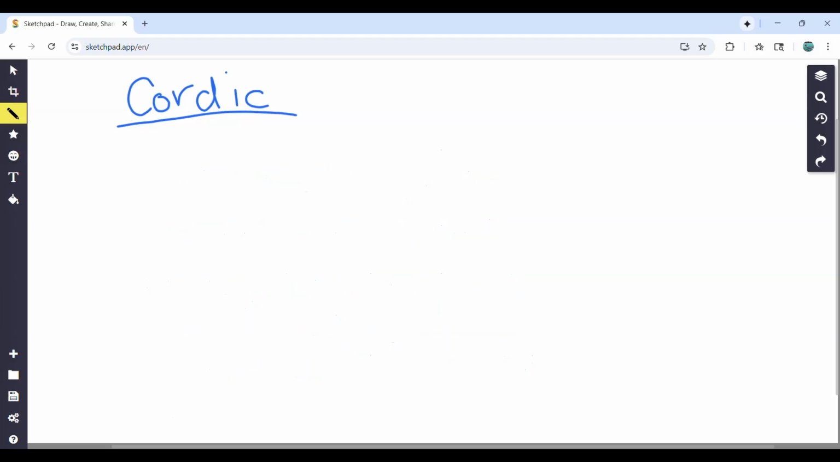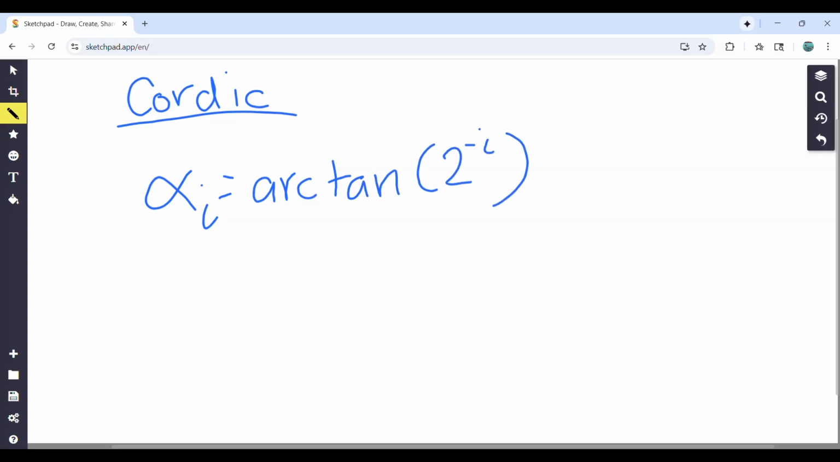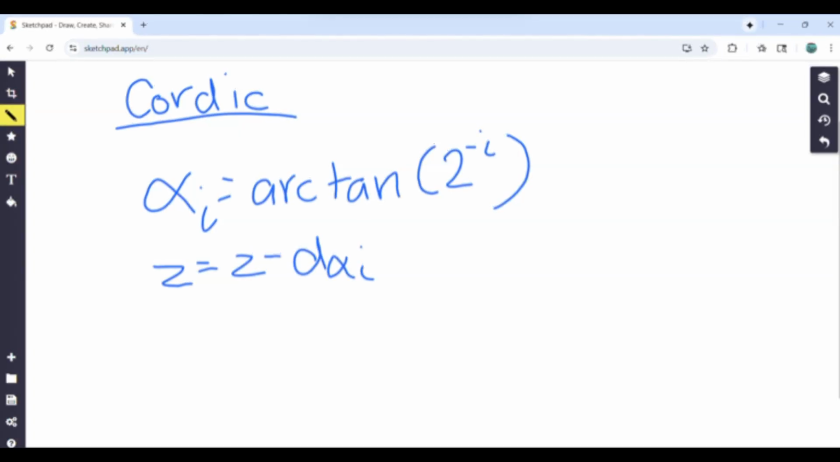Now, how do we know what angle we rotated each step? We use pre-computed arctan values. Alpha i equals arctan 2 to the negative i. We store all these alpha i values in an array. For example, arctan 1, arctan 1/2, arctan 1/4, arctan 1/8, etc. On each step, we rotate by alpha i or negative alpha i, depending on the sign of d, and update the remaining angle, so z equals z minus d times alpha i. This tells us how far we still need to go.